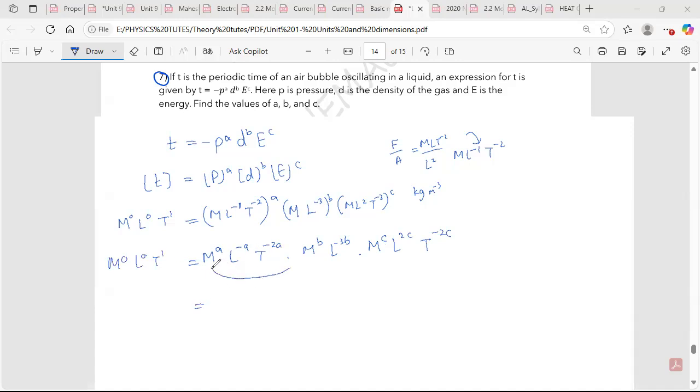Then we have to add these M and M. M equals A plus B plus C, right? Then for L, it's minus A minus 3B plus 2C. Then for T, you get T to the power minus 2A minus 2C.